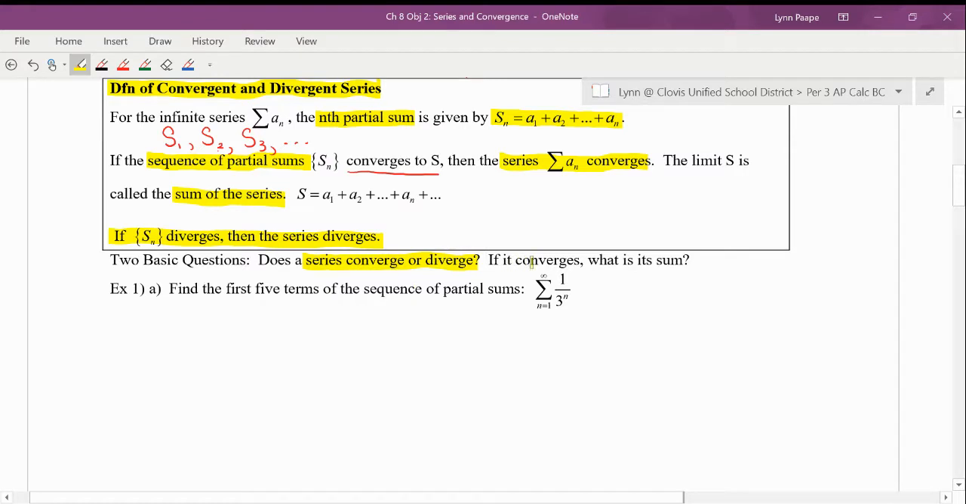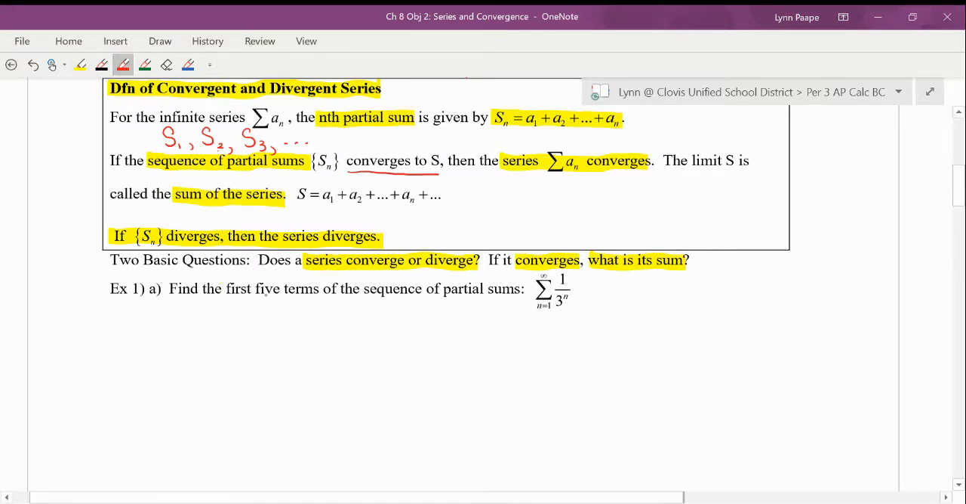And then if it converges, occasionally, not all that often, we will ask for that sum. So if that series converges, then we will ask for the sum. Okay, so let's start with question 1.